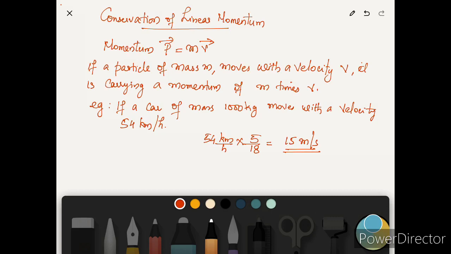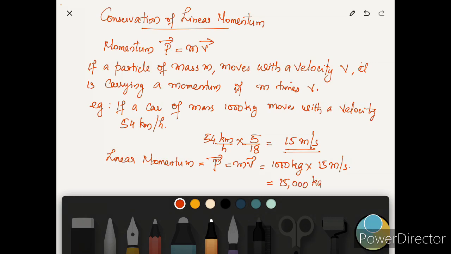So what will be the linear momentum? P is equal to m times v, which is 1000 kilogram multiplied with 15 meter per second, which is equal to 15,000 kilogram meter per second. So this will be the momentum. And we are familiar with these type of calculations.